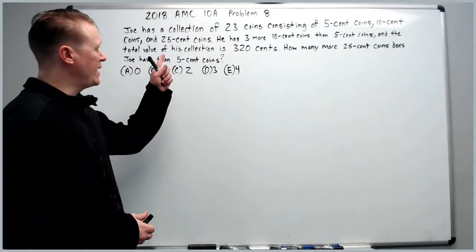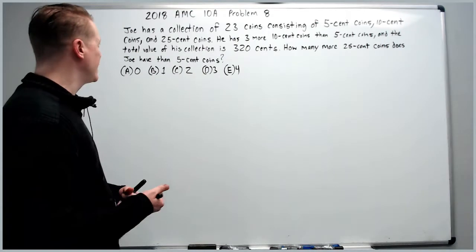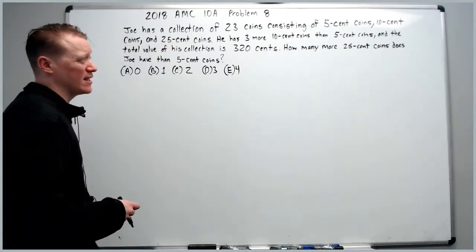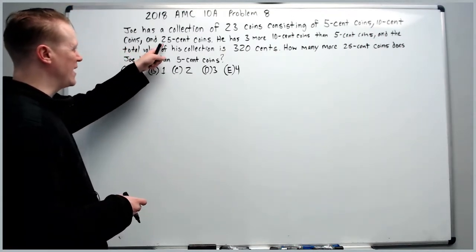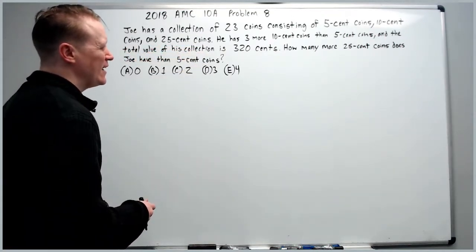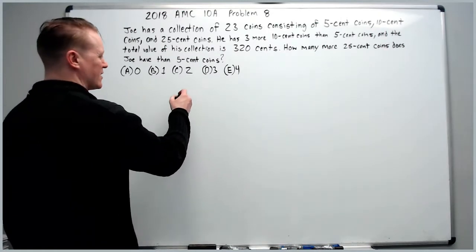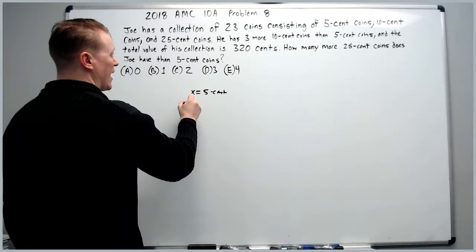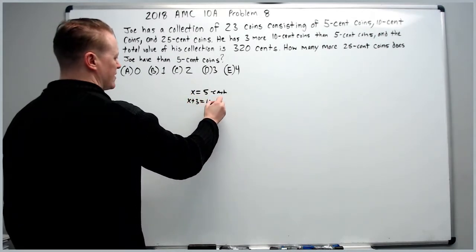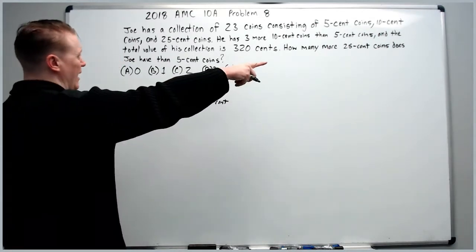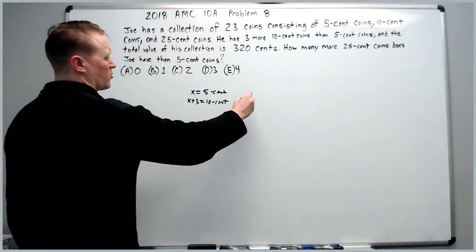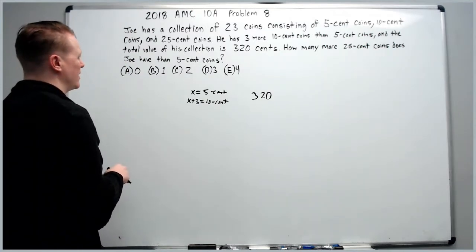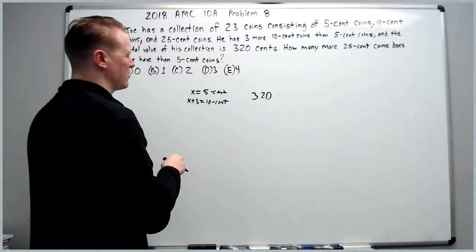Okay, and now the 2018 10A problem number 8. Joe has a collection of 23 coins consisting of 5-cent coins, 10-cent coins, and 25-cent coins. He has 3 more 10-cent than 5-cent, so you're going to let x equal 5 cent, x plus 3 equal 10 cent, and goes on. And the total value of his collection is 320 cents. How many more 25-cent coins does Joe have than 5-cent coins?